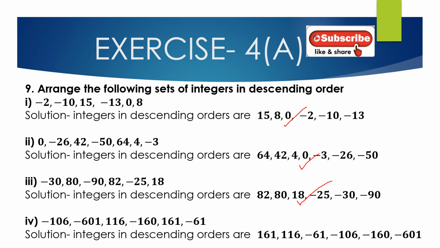Fourth bit: minus 106, minus 601, 116, minus 160, 161 and minus 61. Integers in descending order: first is the greatest integer, that is 161, the greatest integer in this set of integers, then 116. Then the negative integers: minus 61, then minus 106, then minus 160, then minus 601. Minus 601 is the smallest integer in this set of integers.